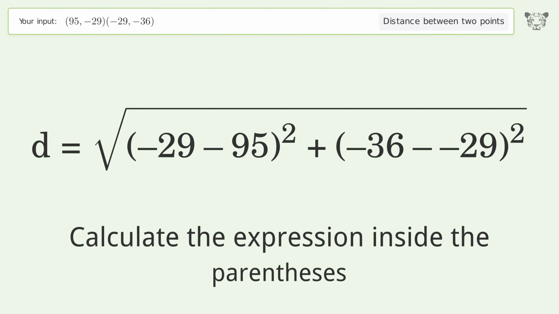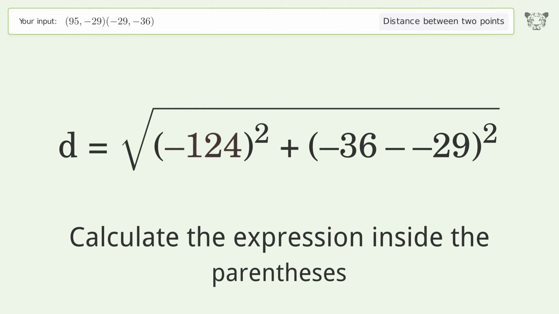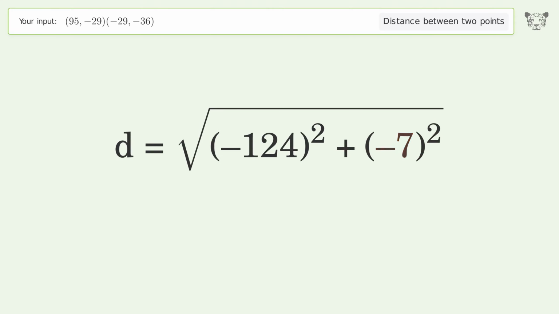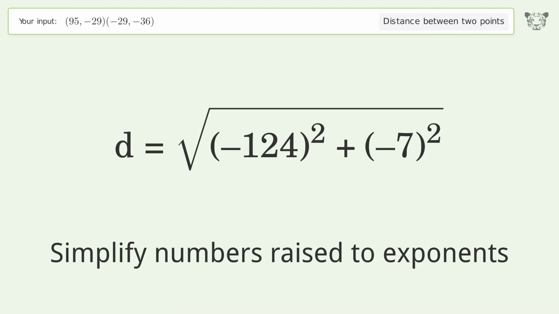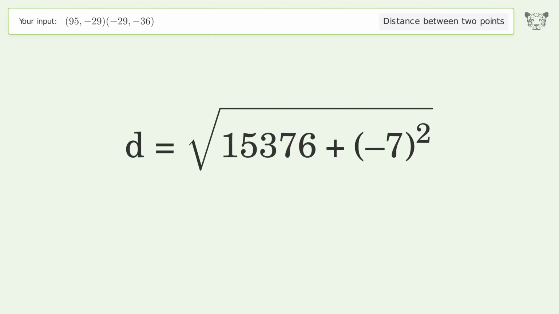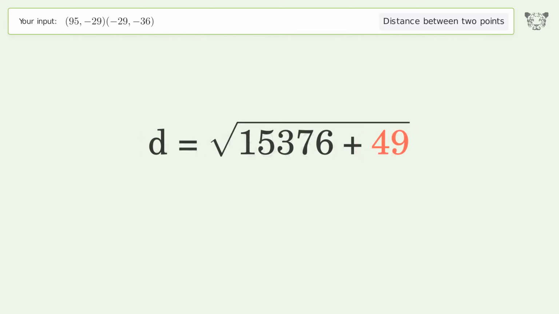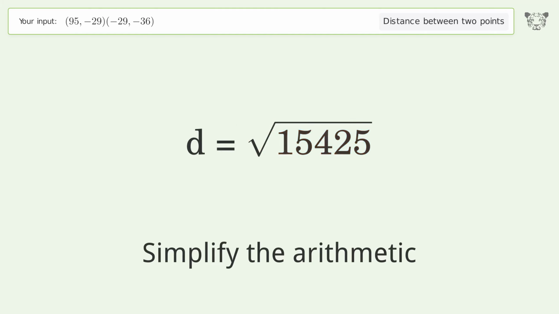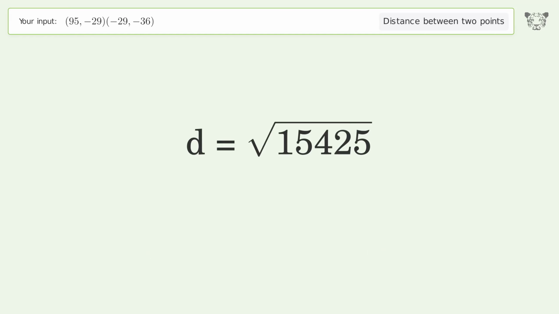Calculate the expression inside the parentheses. Simplify numbers raised to exponents. Simplify the arithmetic. And so the distance between the 2 points is the square root of 15,425, or 124.197.